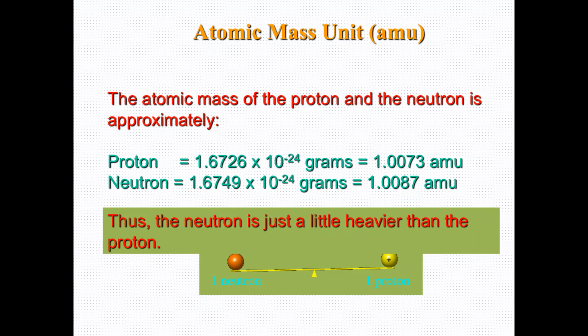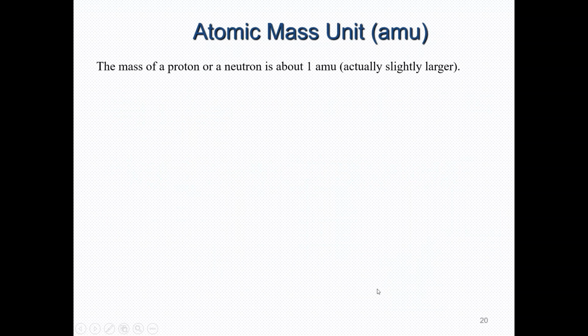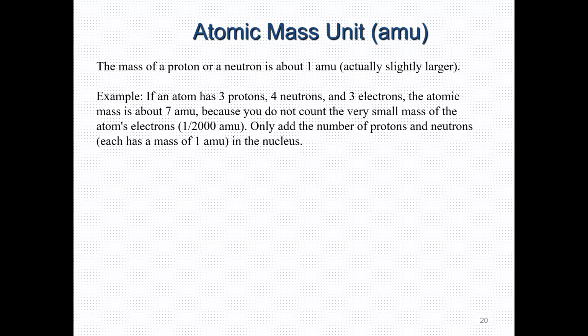So what does it mean? It means that the neutron is just a little heavier than the proton. Here you can see the comparison: this is the mass of the proton, and this is the mass of the neutron. If we compare these, a neutron is a bit heavier than the proton. The mass of a proton and neutron is about 1 AMU, with the neutron's mass slightly larger than the proton's.